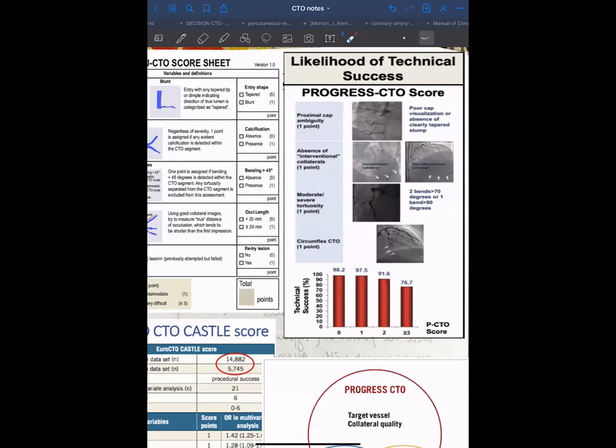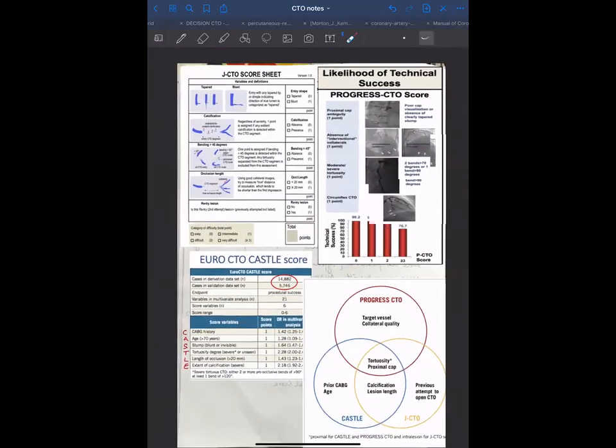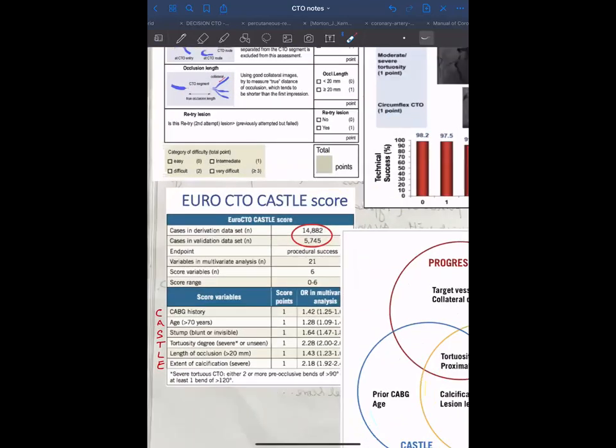And as we can see here, with the increase in score, the chance of success gradually decreases. So this is the most recent score, which came in the EuroCTO study, and they've used the CASPLE score. This has an acronym. CASPLE stands for 5 items, which is CABG history. If the patient has had a CABG, it's 1, because they say that CTOs in CABG patients are much harder to perform in a native vessel than if they have not been grafted. Age is more than 70. Stump blunt or invisible, tortuosity, length of occlusion being more, extent of calcification.